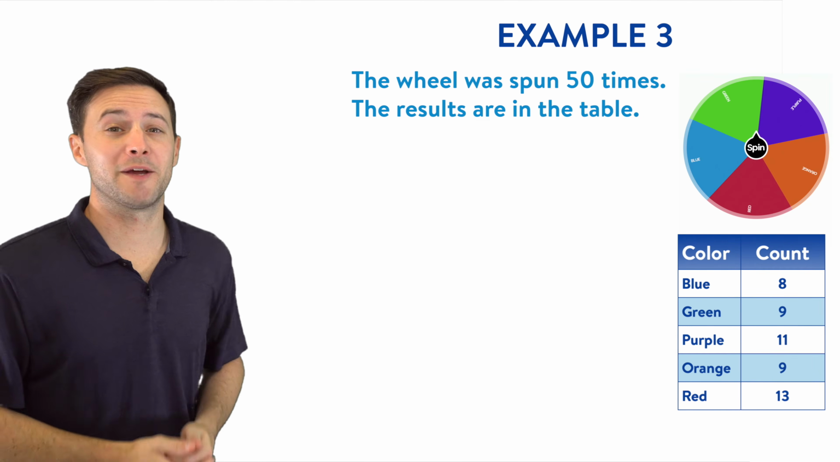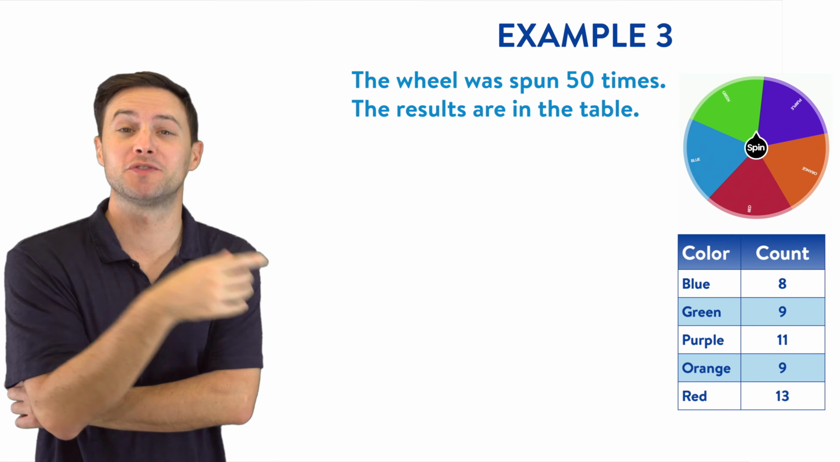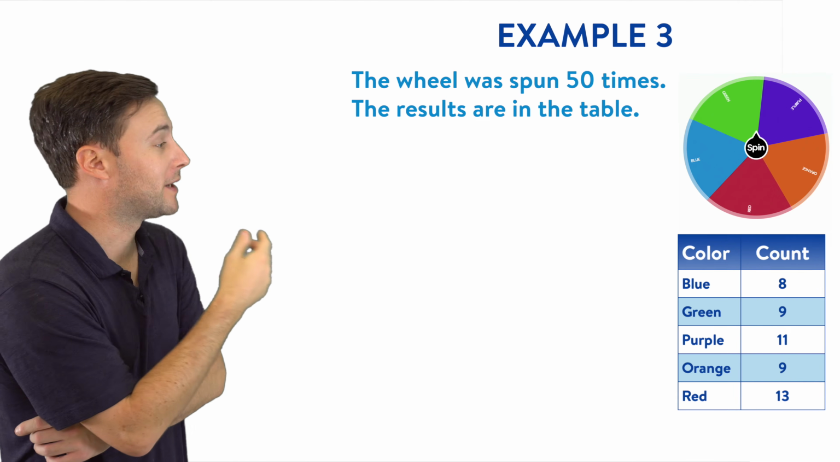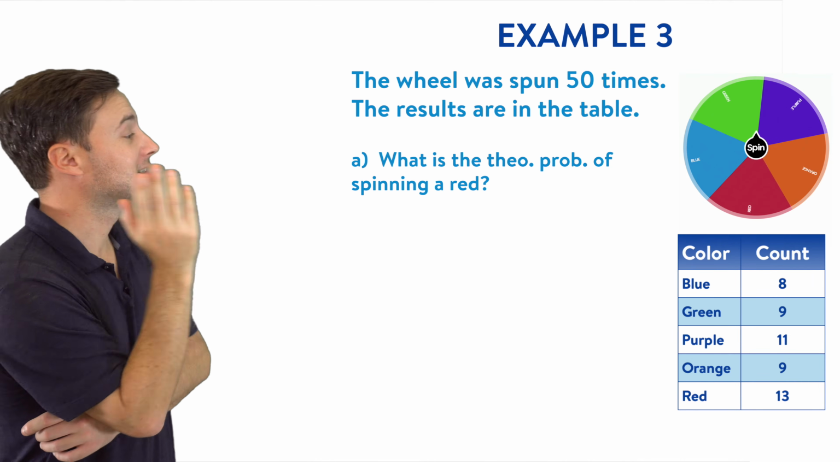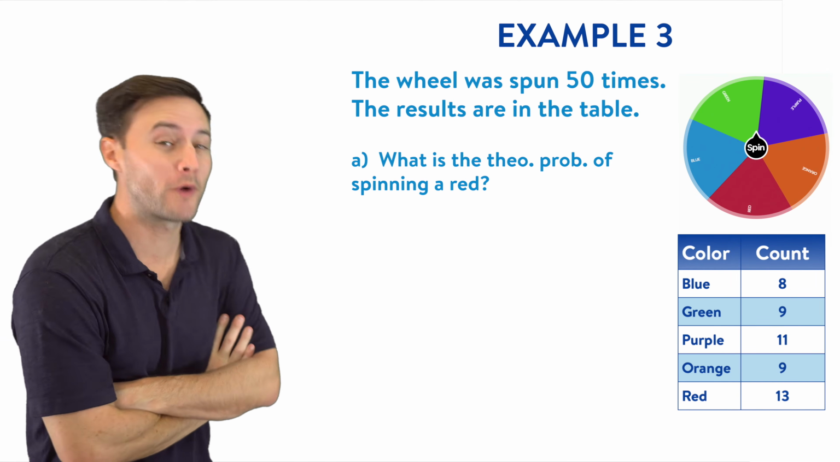All right, here are some to try on your own. All right, here's our last example. You spin the spinner 50 times and the table shows you all the results of those 50 spins. So part A says, what is the theoretical probability of spinning a red?